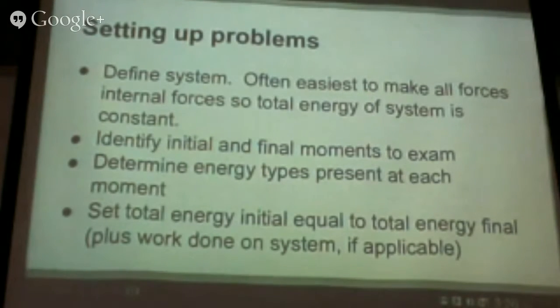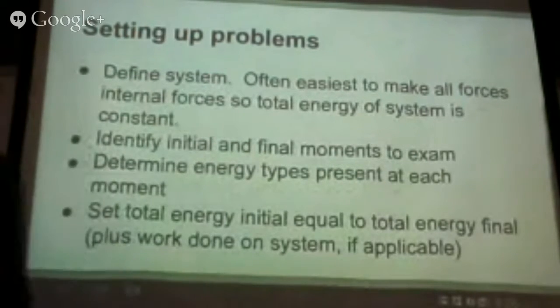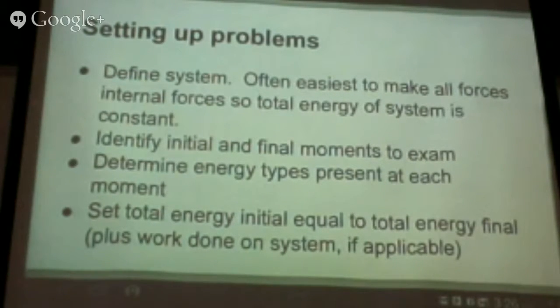Okay, so general rules for setting up problems like this. First off, define your system, either in writing or just in your head. Think about what's included in your system and what's not included in your system. So when I'm thinking about pushing Gwen on the swing, I know that gravity from the Earth is pulling Gwen down. There's an interaction between Gwen and the swing.